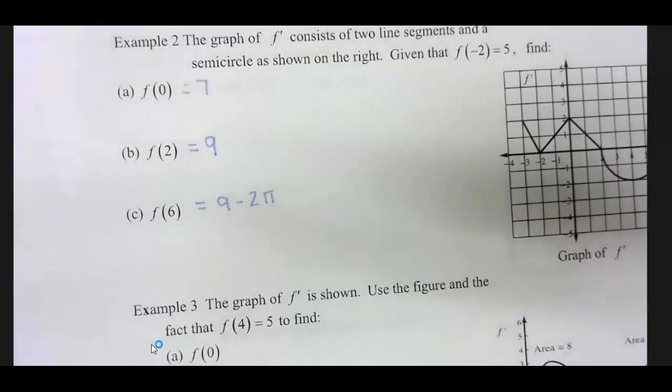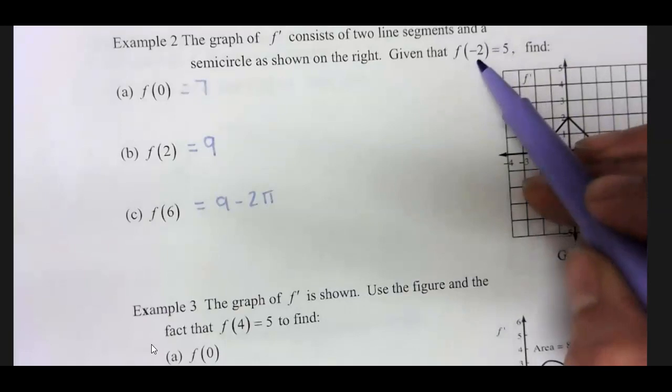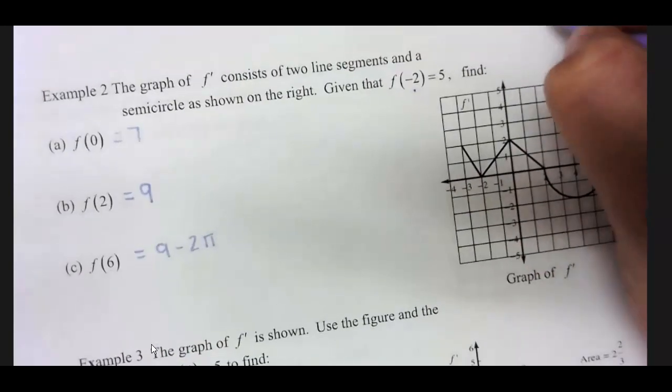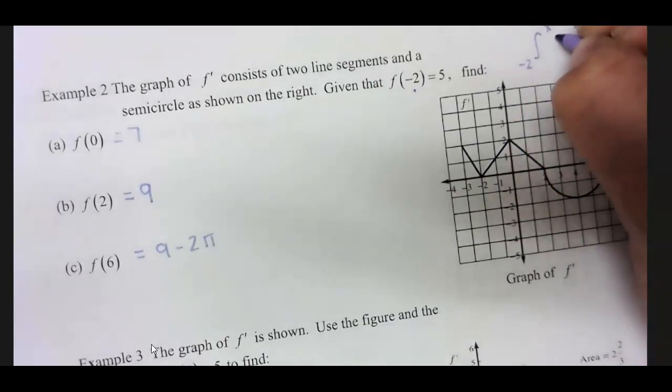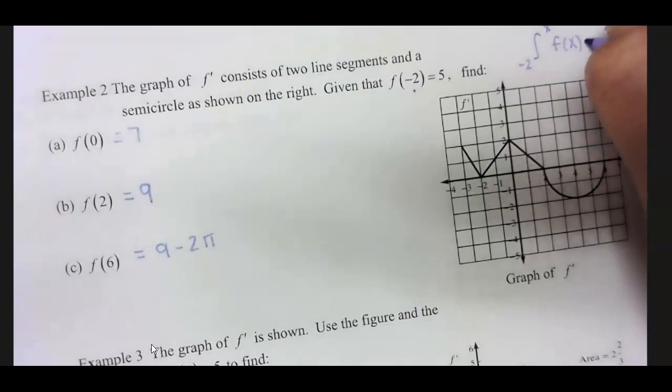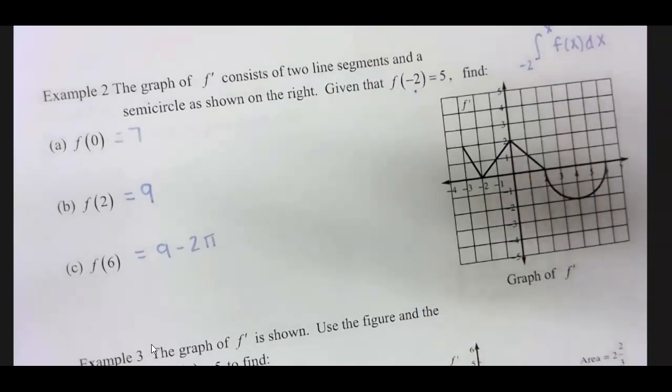I will gladly do that with you. So the idea is that you're given the initial condition of -2. So that's kind of like telling you that your integral is from -2 to x of f of x dx. And you're going to plug in from there.